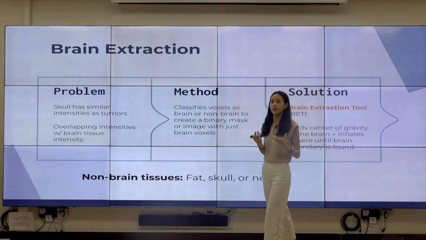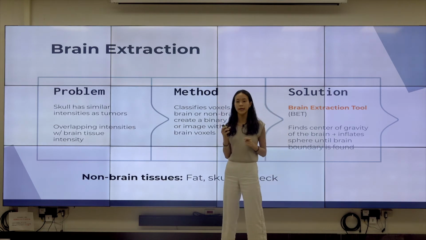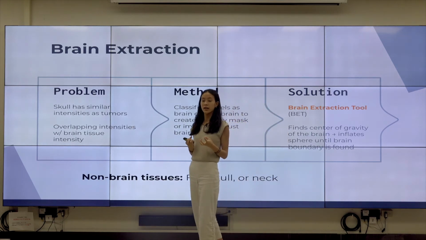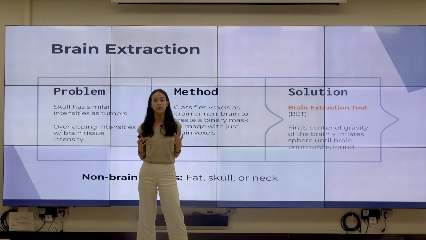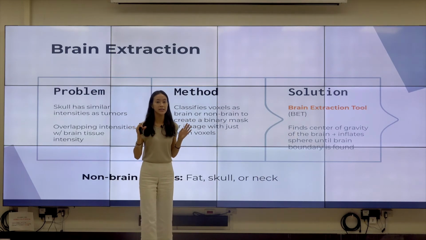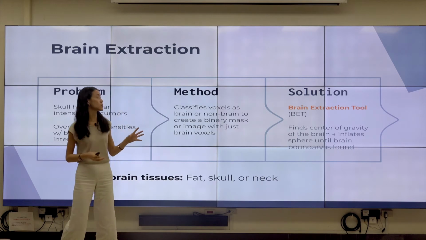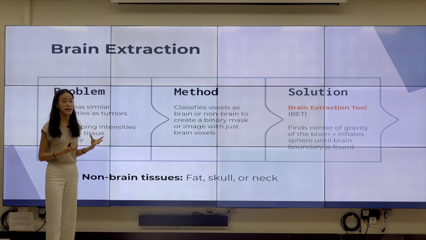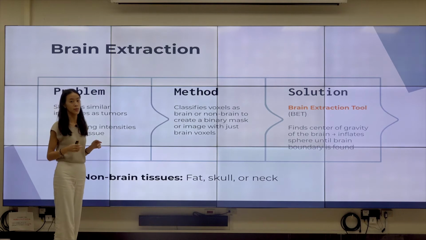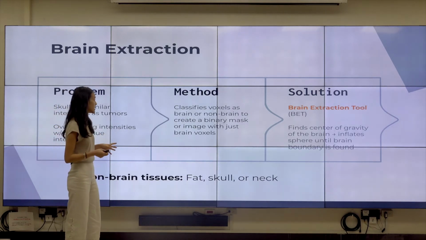So it's very easy for the computer to be like, okay, this non-brain part is the same as this tissue that we're looking at. So it's going to identify both of those, or segment both of those, as the tissue that it would like to classify, even though it's not true. So this is why we need to extract the brain from all the other parts whenever we have our MRI scan.